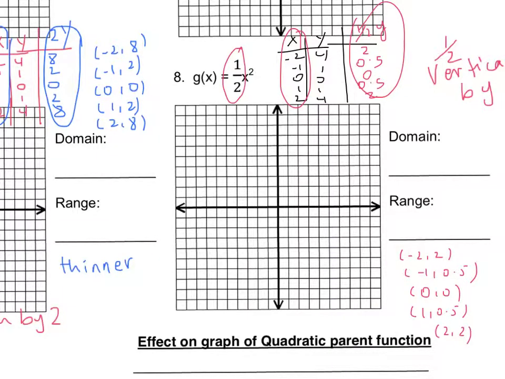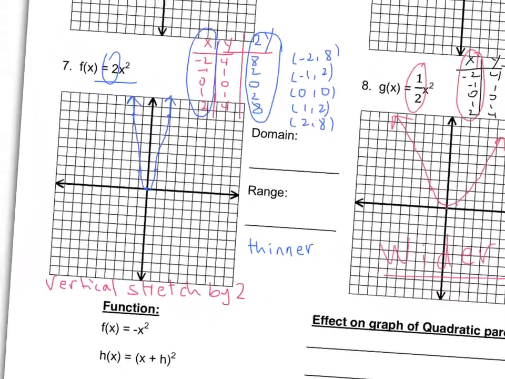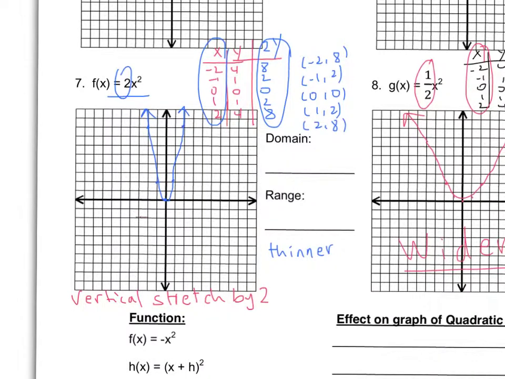Let's grab those points. Negative 1 half, 0, 0, 1 half, and 2, 2. Now let's connect those points and look at this graph. Use your calculator. On y1 put y equals x squared, and on y2 put half x squared, and you're going to see that your new function is going to be wider than the parent function. So a vertical compress means you're going to see a wider graph. A vertical stretch means you're going to see a thinner graph.